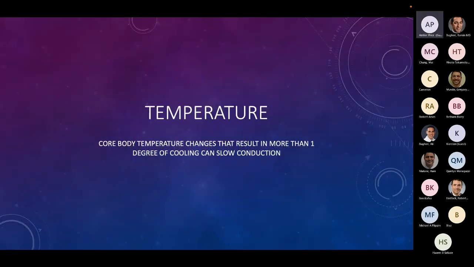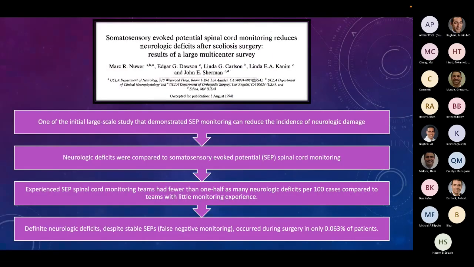Temperature also highly affects the SSEPs, so core body temperature changes that result in more than 1 degree of cooling can slow the conduction and affect your latency readings. This is one of the first bigger studies that looked at using SSEPs to monitor scoliotic surgery. It was a large multi-center survey, and they compared retrospectively neurological deficits to the SSEP monitoring.